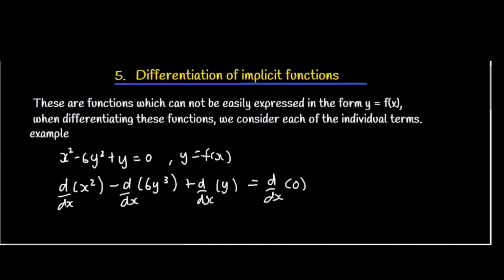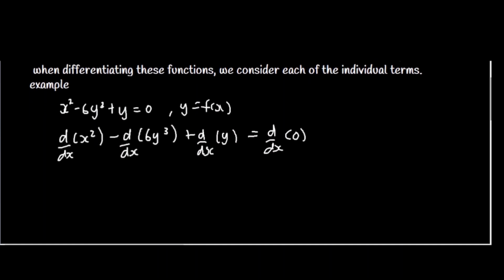And so what's next after that? After that, we can differentiate each individual term. We know that the derivative of x squared, you drop the power and then subtract 1 from the power, so we shall remain with 2x minus. Now, when it comes to this variable y, remember we are considering y to be a function of x. So when you're differentiating this, we use the chain rule.